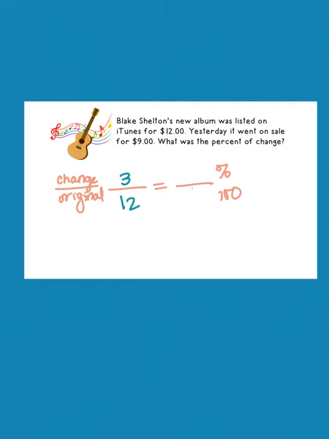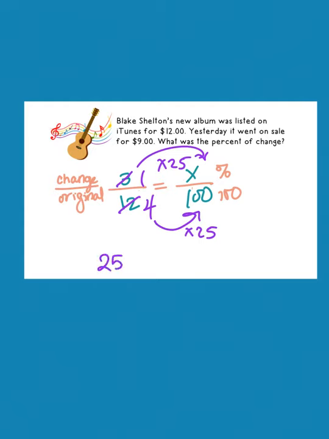And what was the original? 12. And then I want to know the percent, and a percent is out of 100. It's a lot easier just to go ahead and simplify that to 1/4. And then what are you doing from 4 to 100? Times 25. So I'm going to do times 25 here. And I'm going to get 25%. So that's a 25% change. Did it go up or down? The price dropped, so that's going to be a 25% decrease.